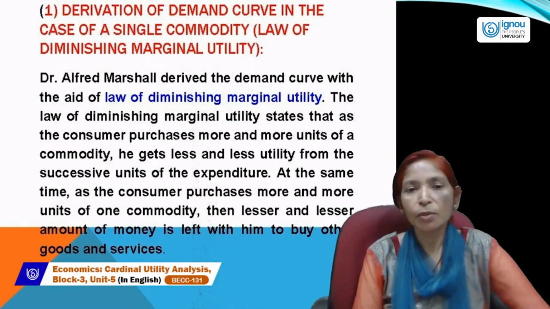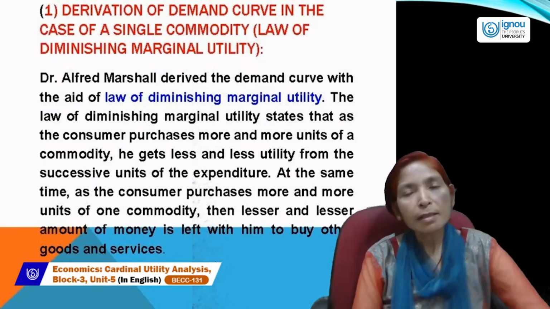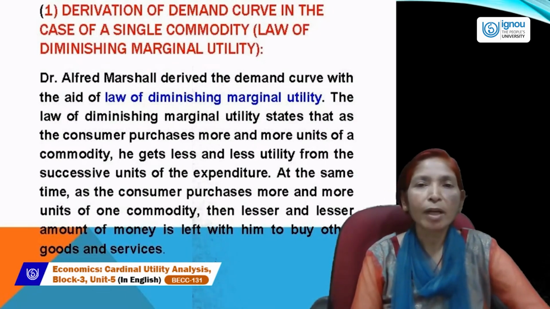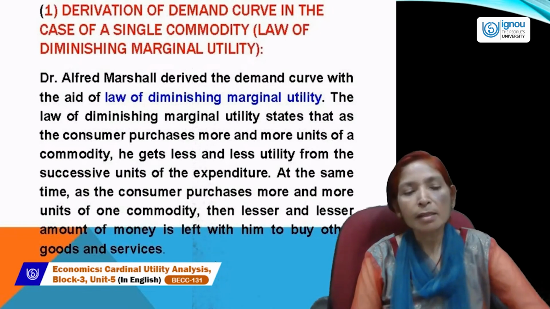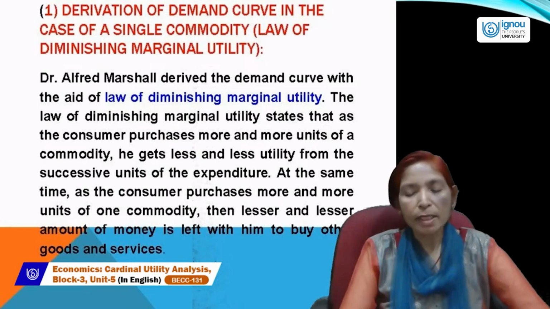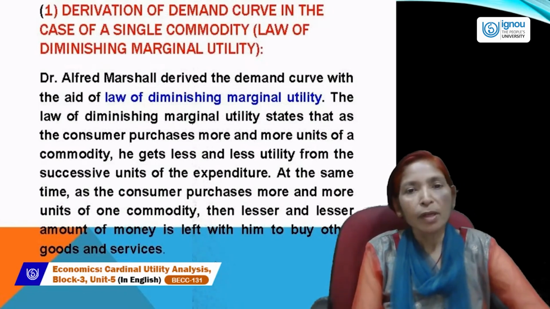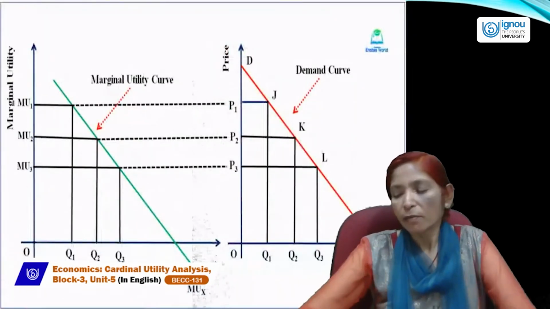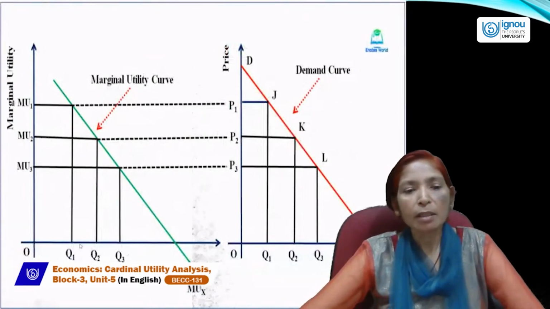The law of diminishing marginal utility states that as the consumer purchases more and more units of a commodity, he gets less and less satisfaction or utility from the consumption of that commodity. At the same time, as the consumer purchases more and more units of one commodity, lesser and lesser money is left with him to buy other goods and services. So here is the diagrammatic presentation of the derivation of the demand curve with the help of diminishing marginal utility.